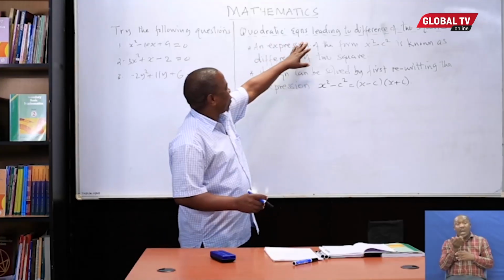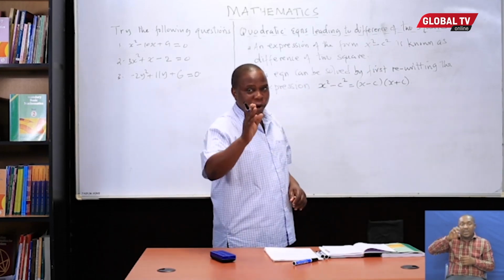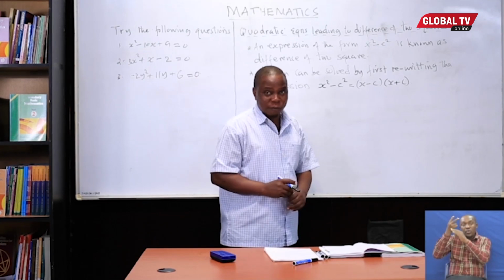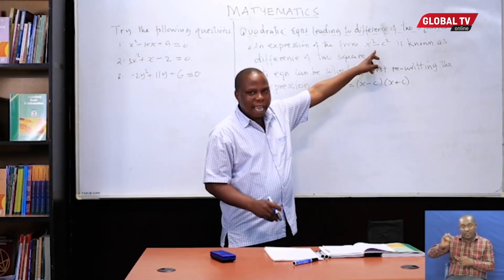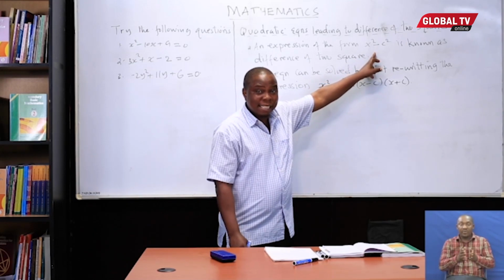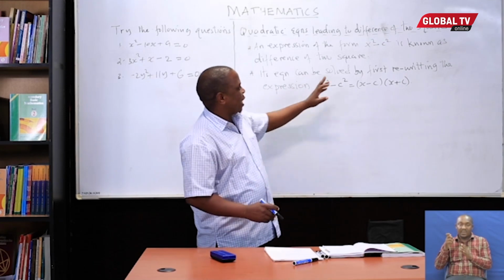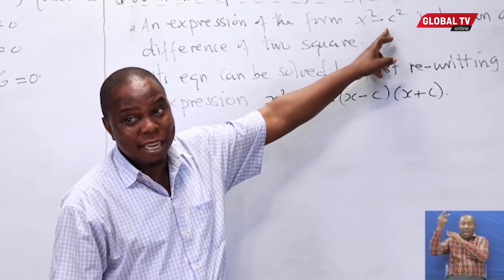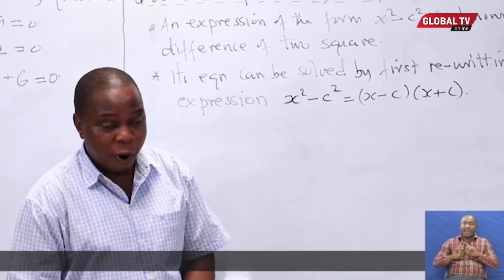These are quadratic equations leading to the difference of 2 squares. When you were doing the previous topic, you discussed what the difference of 2 squares is. An expression of the form x squared minus c squared is known as the difference of 2 squares. As you can see, this is the square and this is the square. Here there is a minus sign, which is the difference. So this kind of expression, we call it the difference of 2 squares.